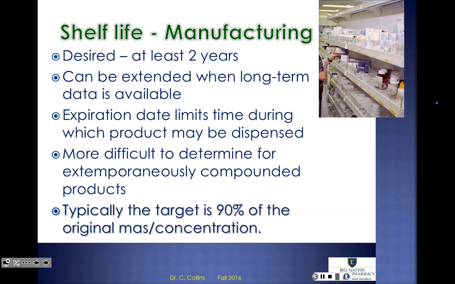Desired shelf life, I mentioned this before, they want at least 2 years, which can be extended when you have long-term data. More difficult to determine for extemporaneously compounded products, and we'll talk about that a little later. Typically your target, if it's still got at least 90% of the label amount in it, then it's still usable. Once it falls below that, it's not. There are some exceptions for this. Penicillin is one of those that when it gets below 100% of label, it's considered expired. So those tend to start with greater than 100%.